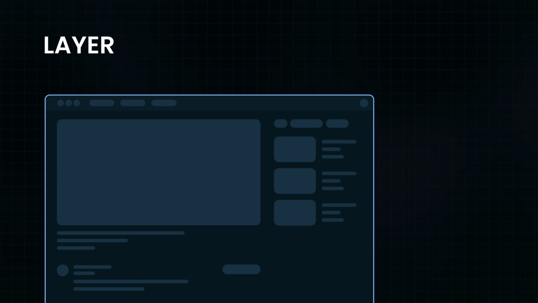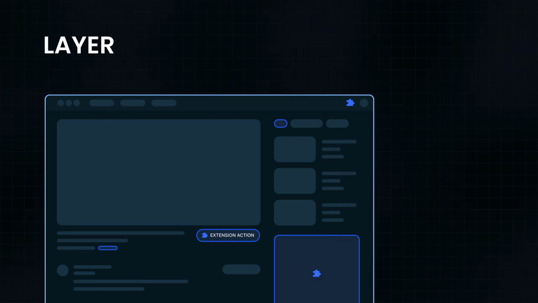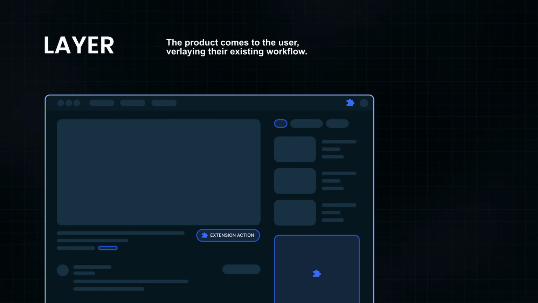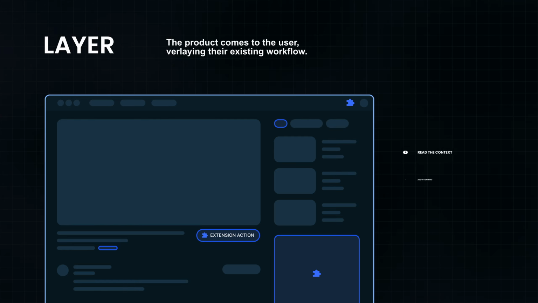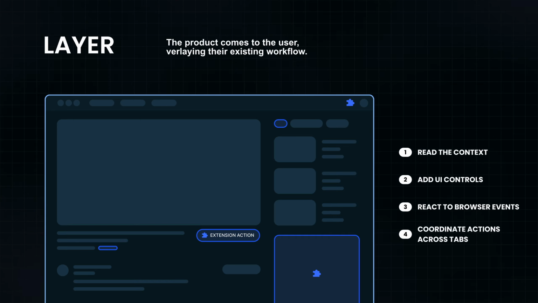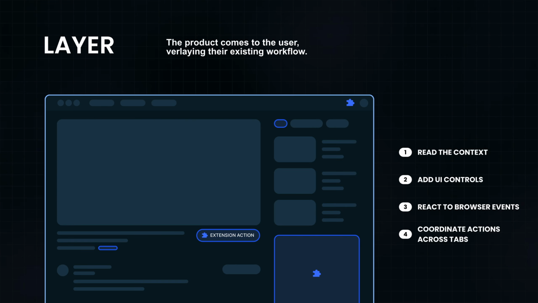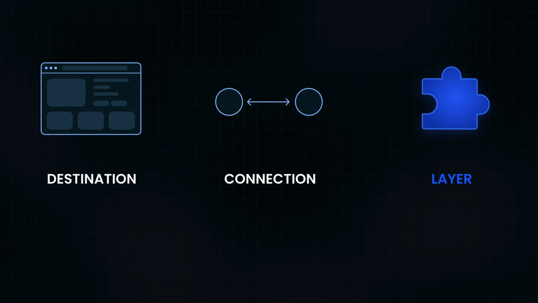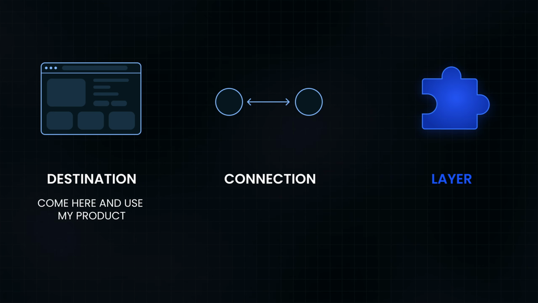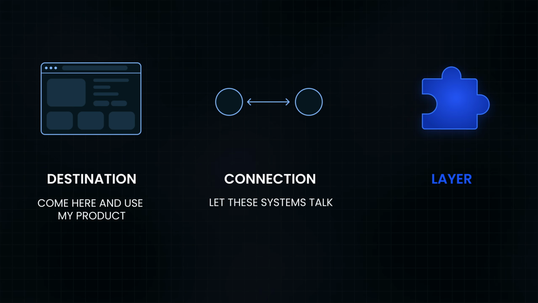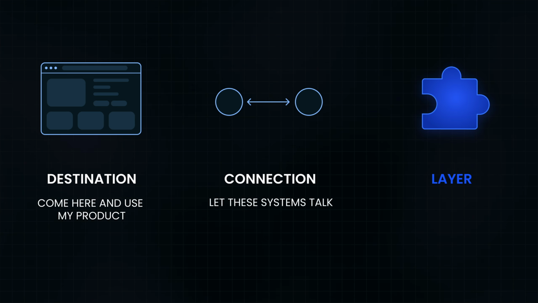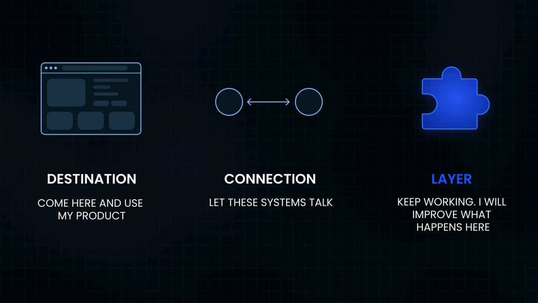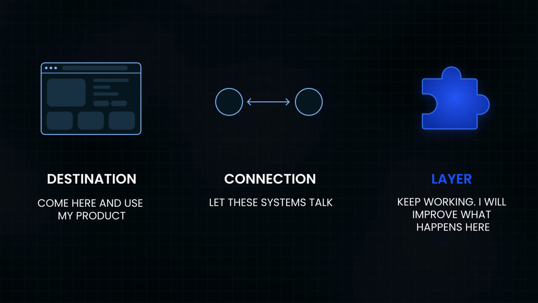A browser extension is a layer. It adds capabilities to a page, tab, or browser workflow the user already has. It can read the visible context, add controls, react to browser events, and coordinate actions across tabs with the permission the user grants. In simple terms, a destination says, "Come here and use my product." A connection says, "Let the systems talk." A layer says, "Keep working, I will improve what happens here." And that single difference explains most of what makes browser extensions useful.